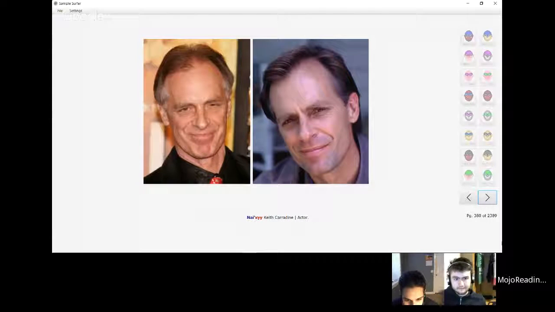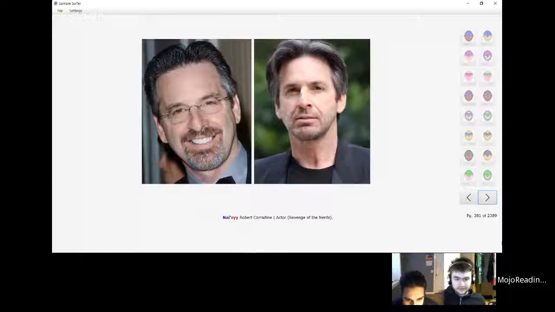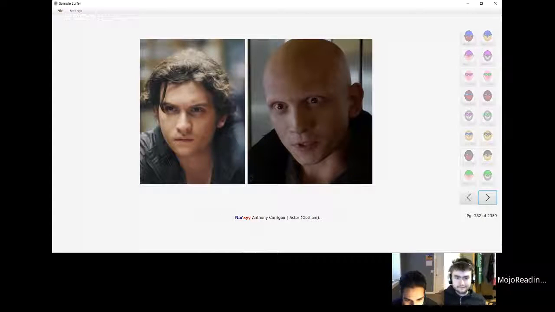Naiji Keith Carradine. Najee Robert Carradine. Naiji Anthony Kerrigan. He's awesome in Gotham.